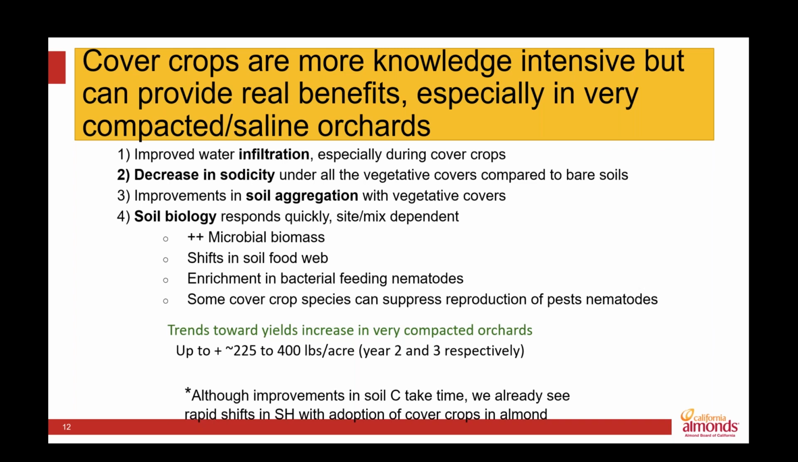For example, the Kern County side had really compacted soil, and even though it was not easy to grow that cover crop because of the water situation, it made a difference in terms of water infiltration rates, a significant difference. Decreases in sodicity, improved soil aggregation, soil biology definitely changed when you had the cover crops present. And again, in these very compacted soils, remembering in trees, things you do this year often impact your yields more in the following years.